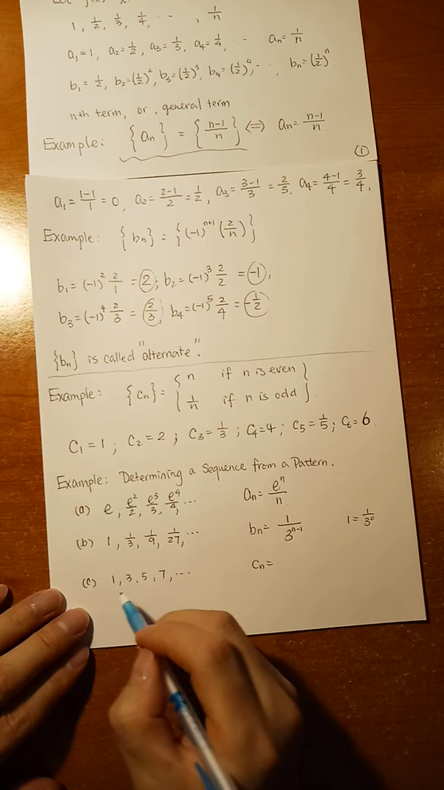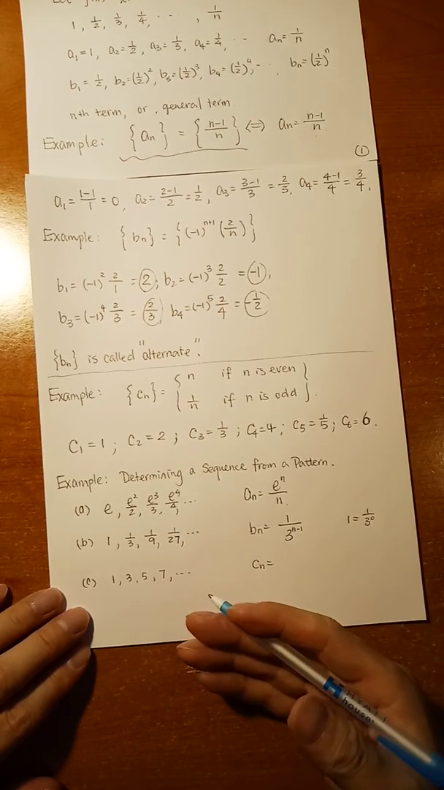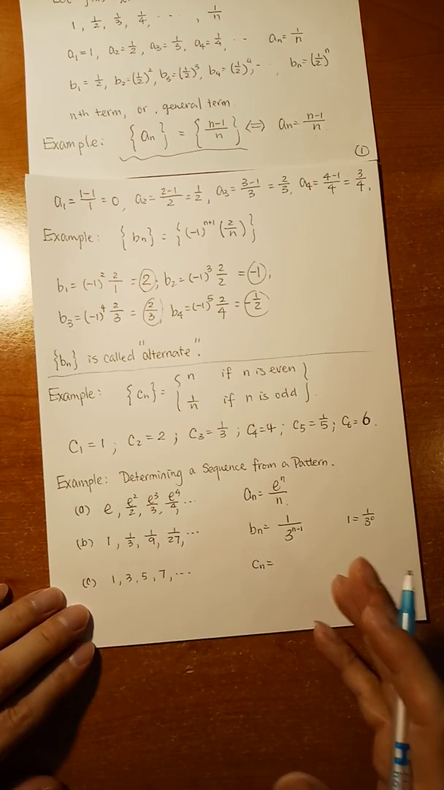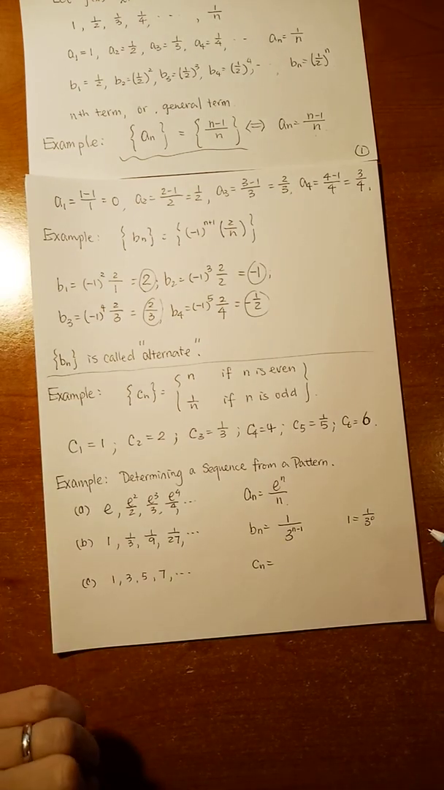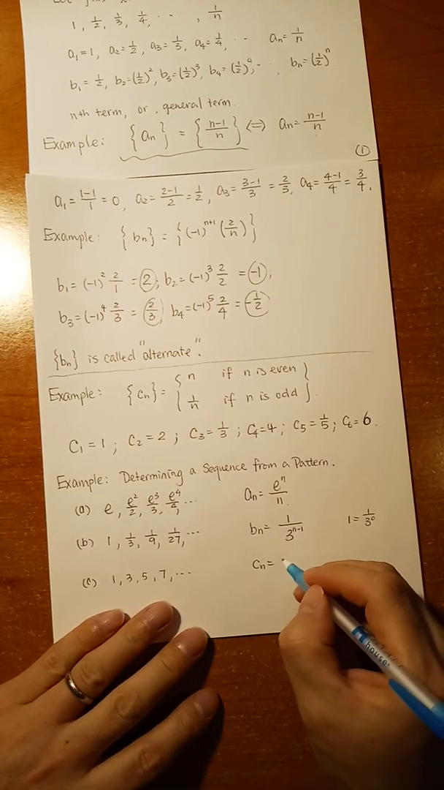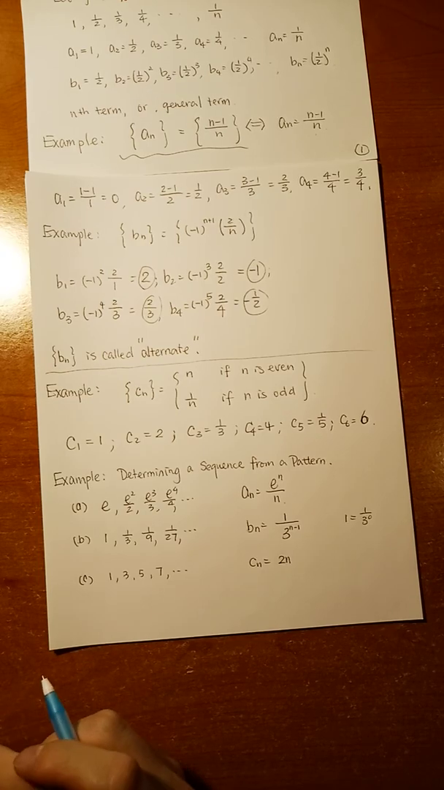So we have 1, 3, 5, 7. Well, it's a sequence of odd integers, right? 1, 3, 5, 7, 9, 11, 13 and so on. How do we know the odd number? Odd number means it's not a multiple of 2. If it is a multiple of 2, it's even. Even numbers are easy to describe. What is an even number? 2 times n.